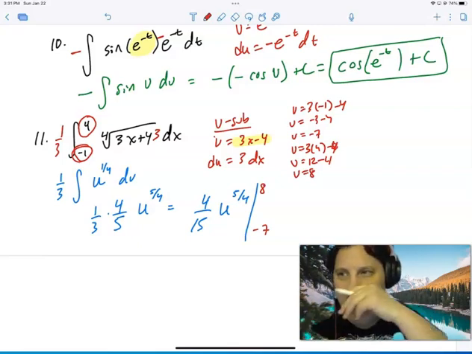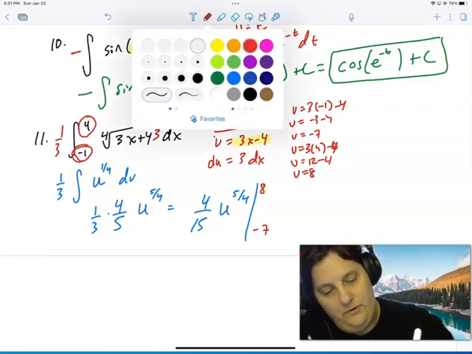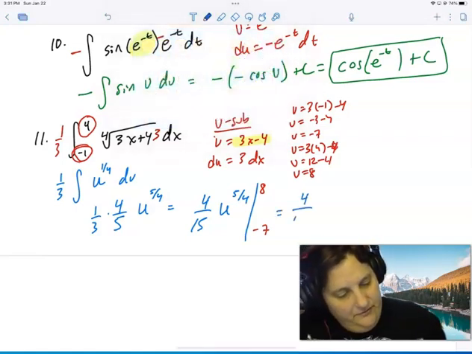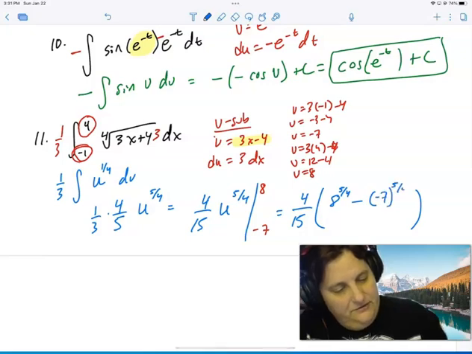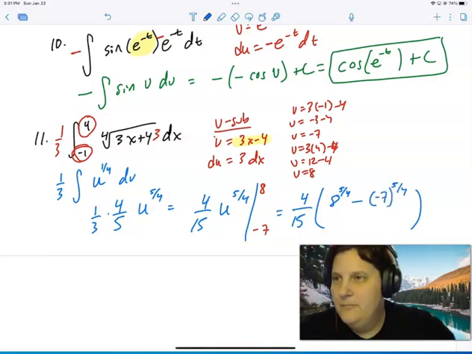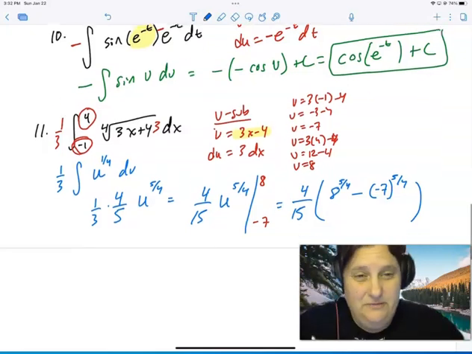So here's my final answer here. Okay, when I plug this in, I am going to get 4/15 on the outside, 8 to the 5/4 minus -7 to the 5/4. Something looks bad about this. Oof, I did this whole part wrong. Okay, hold on. I didn't do this whole part wrong. I did my endpoints wrong.